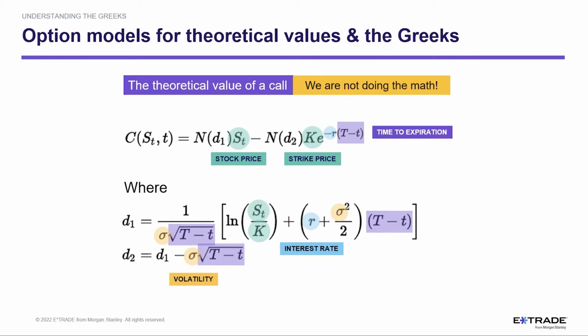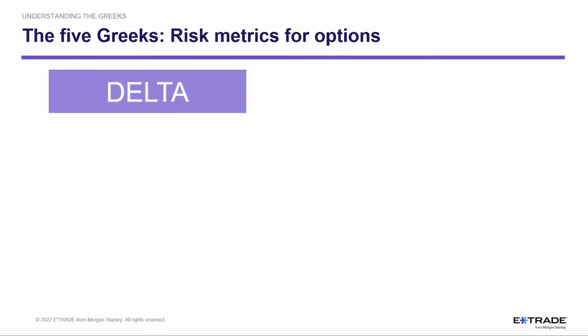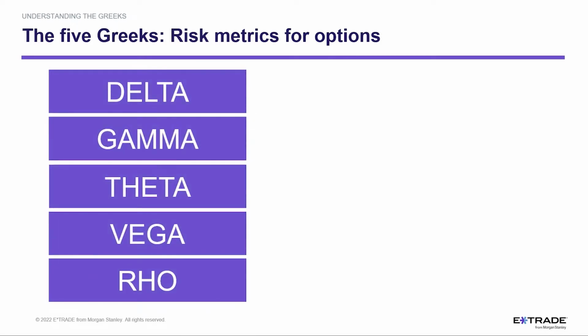Once we have a market price of an option, though, we can turn it around and derive values related to these, and that's where we get the Greeks. So let's meet them. Delta, gamma, theta, vega, and rho. What the Greeks tell us is how we can expect an option price to change if something else changes.